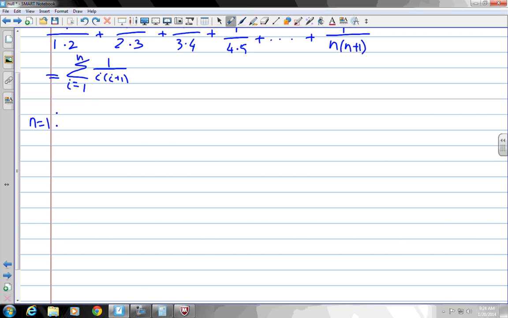n equals 1. If I do the summation of all items of this form from 1 to 1, you'll just end up with 1 over 1 times 2. Just plug in 1 in there, and then there's nothing else. You stop at 1. So you just get 1/2. Is that okay?